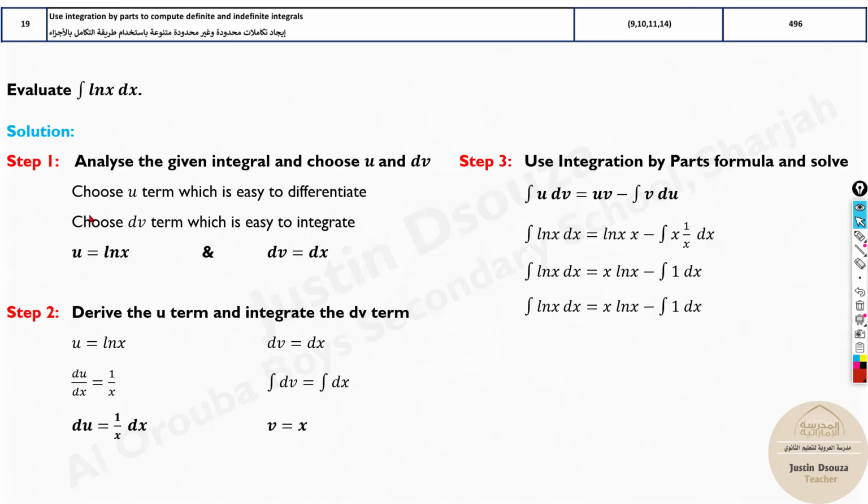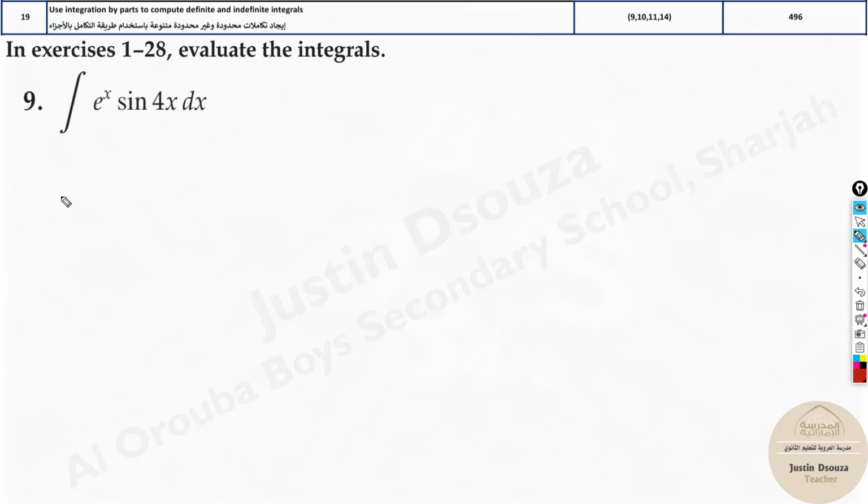Now, if you solve more problems, you naturally will understand looking at the problem, okay, u is so and so. Now, if it's e to the power x, you generally take that as u all the time. If you have trigonometric function, sine or cosine, you take it as dv. Now, this problem here, because you have e to the power x sine 4x, this keeps on recurring. Okay, we will see now when we solve it.